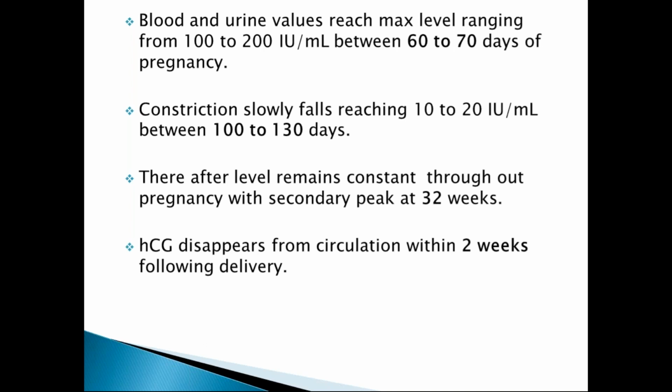Usually, you can see HCG as early as 8 to 9 days post fertilization, and its levels rise constantly up to 100 to 200 international units per ml, or 1 lakh to 2 lakh international units per liter, by 70 days of pregnancy. After that, it slowly falls to 10 to 20 international units per milliliter by 100 to 130 days. Later on, it remains constant in a plateau with a second peak at 32 weeks of gestation, and it disappears within 2 weeks following delivery. So this is the trend HCG follows.